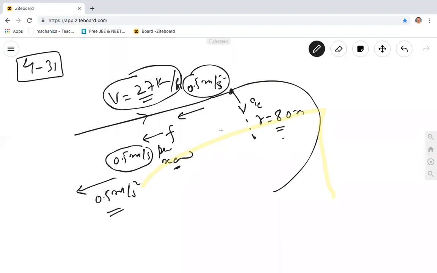See here. We will find AC. We know tangential acceleration AT. And therefore, we can find the net acceleration. What is AC? That is V square by R. V is 27 km per hour, that is V is equal to 27 multiplied by 5 by 18. Right? And you just solve this.